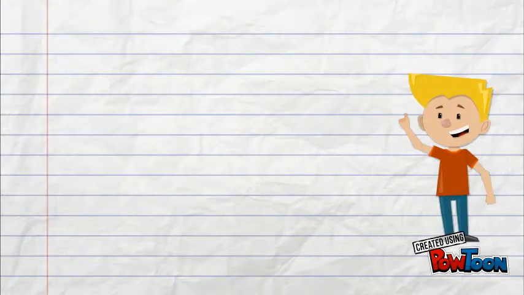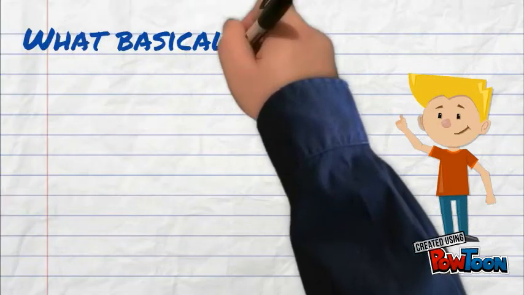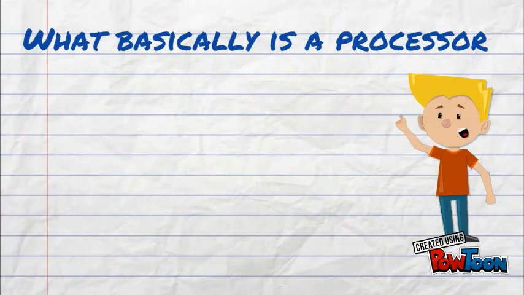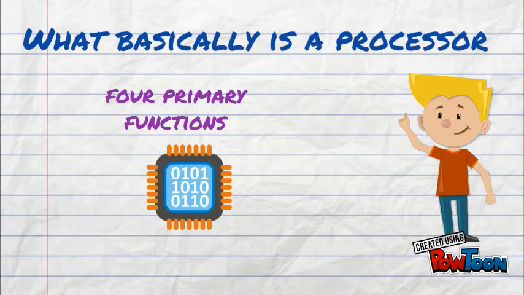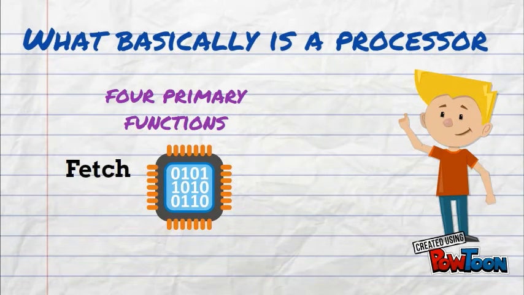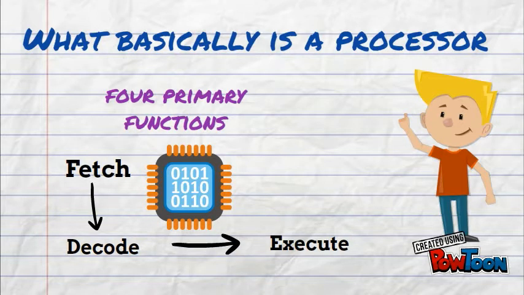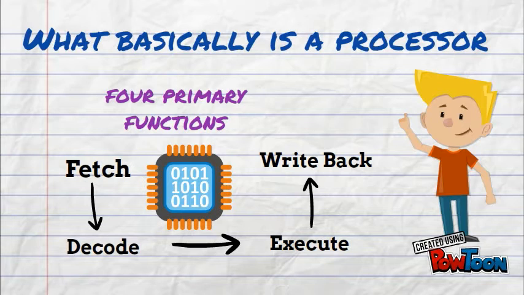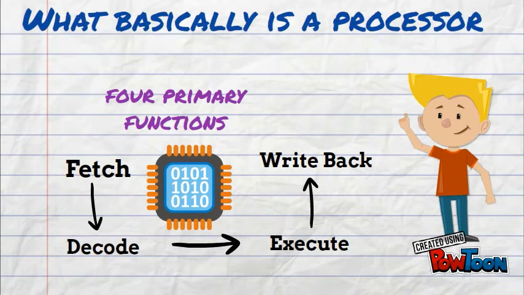So what basically is a processor? It is the heart and brain of a computer. A processor is simply a primary component of a computer designed to move and process data. The performance of a computer is based upon simple mathematical operations, and the CPU is the device that controls all those operations. It has four primary functions: fetch, decode, execute, and write back.